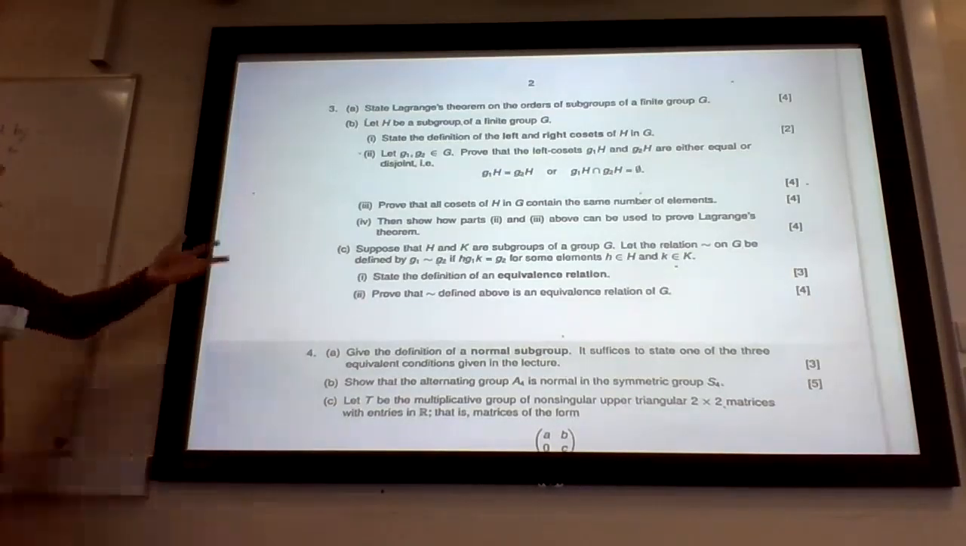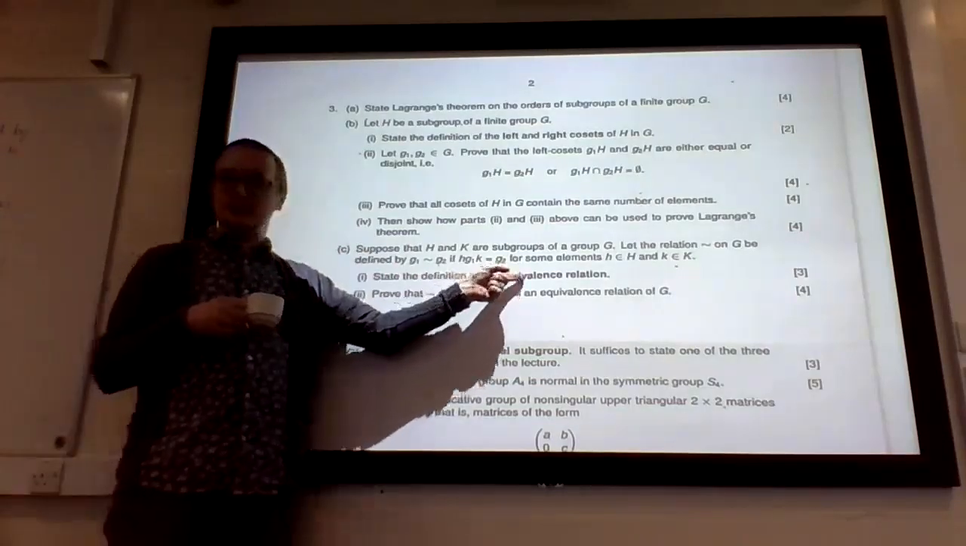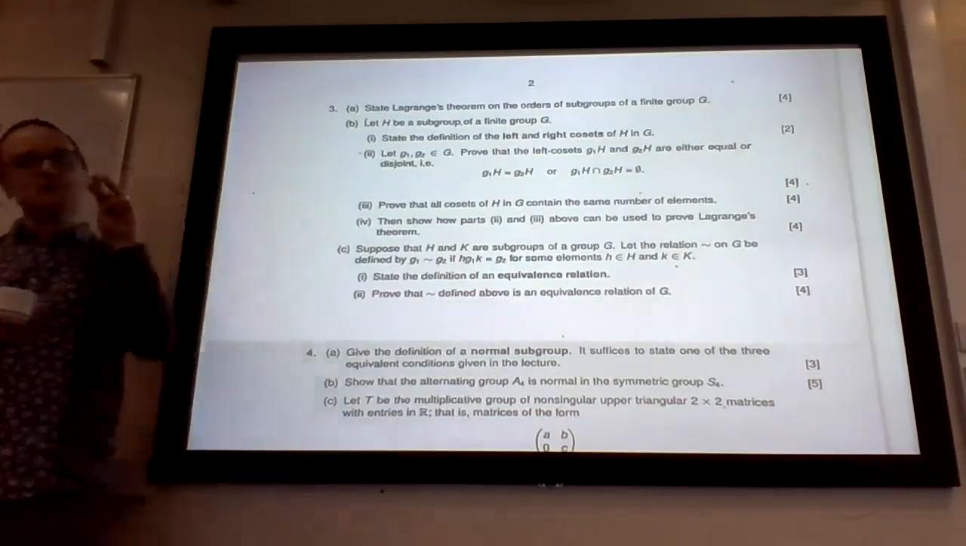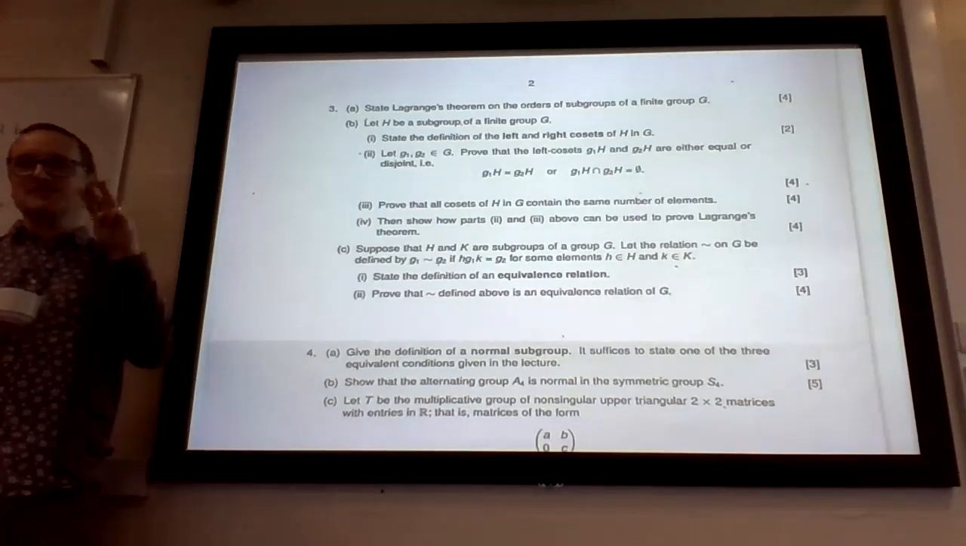So this is assessing whether you know the precise definition of an equivalence relation. There are three properties. Can you remember the three properties?